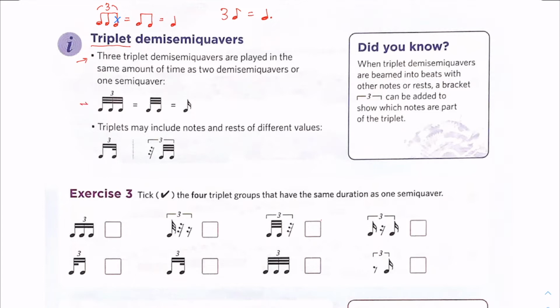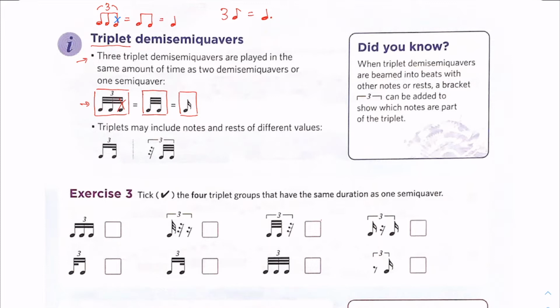So let's take a look at this here. We have a set of 3 demisemiquaver triplets. So again, we're going to cross out one of the notes. So it's the same value as 2 demisemiquavers, which equals 1 semiquaver.